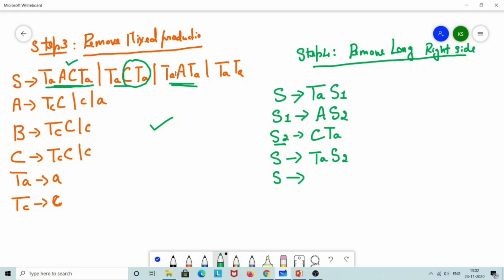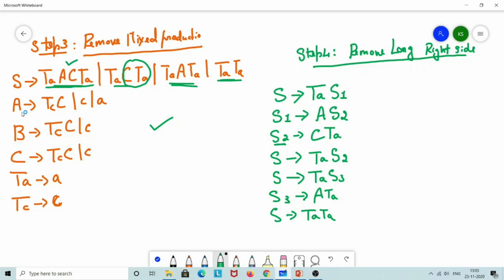S gives A TA. So TA will remain as it is, and this ATA I can write as S3. S3 is nothing but capital A followed by TA. So even this is done. Last, this will remain as it is. It's not a problem because it is in length 2. So I will write this as it is, TA, TA.